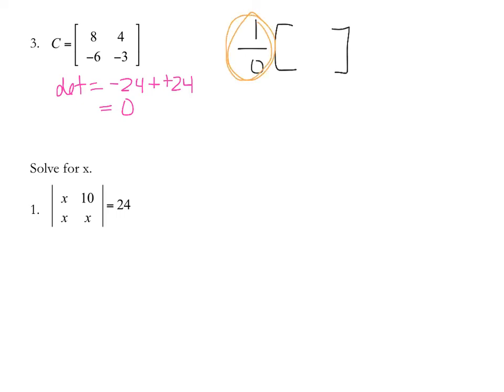I cannot put 1 over 0 in a problem, that puts 0 in the denominator, so this one does not have an inverse. There's no inverse because the determinant is 0, which makes the denominator 0. So just beware of that. If you end up with a determinant of 0, there's no way to find an inverse, that particular matrix does not have an inverse.